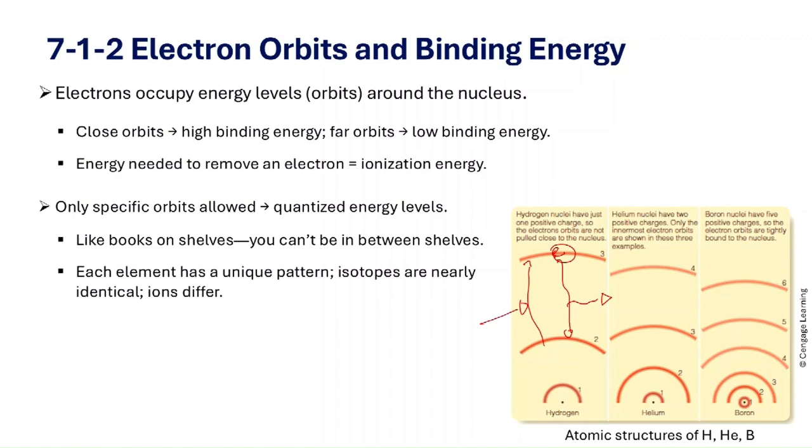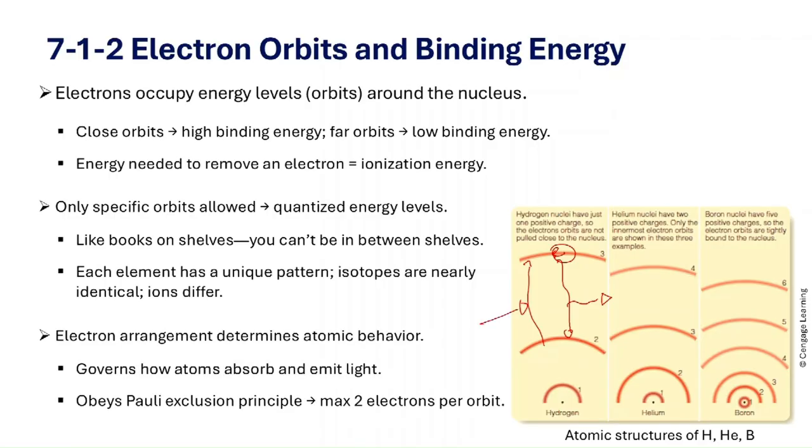And there's also a rule saying no more than 2 electrons can occupy the same permitted orbit, which we call the Pauli exclusion principle. So that rule explains why atoms stack up their electrons in layers, shaping chemistry and spectra.